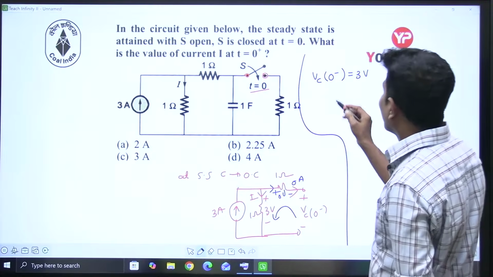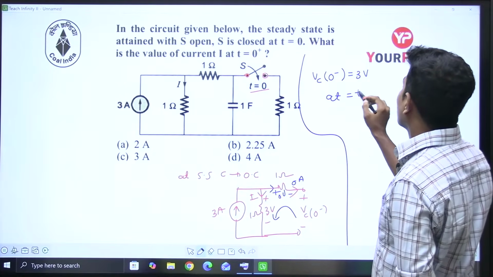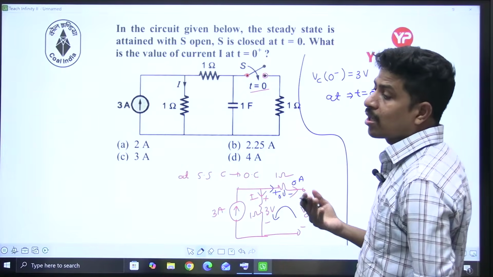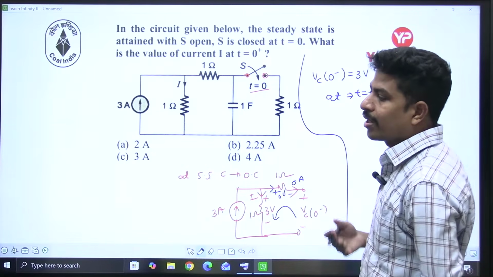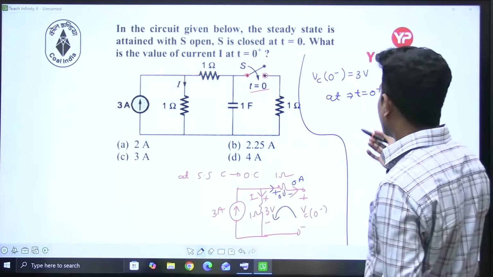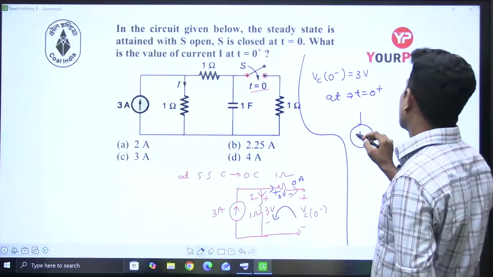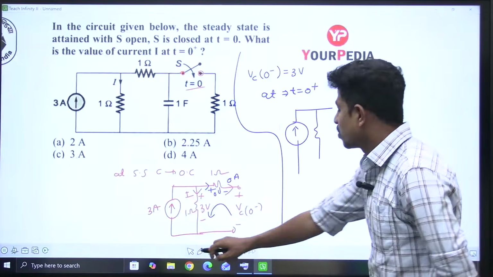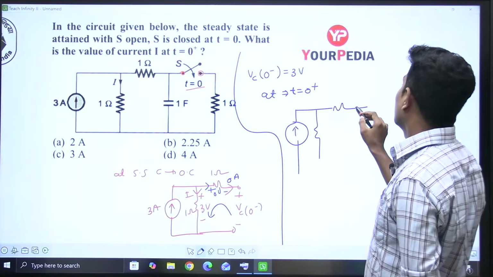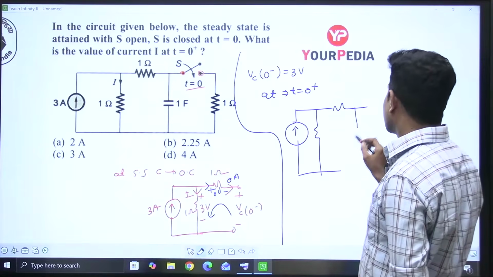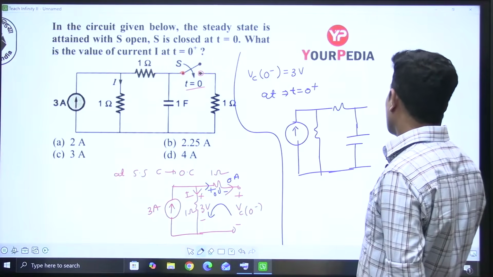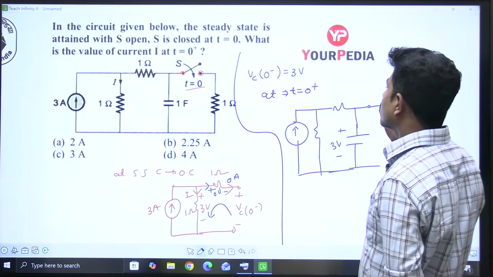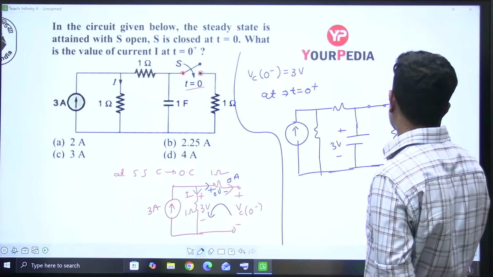Now, at t equal to 0 the switch is closed, but at t equal to 0 plus, we all know that a capacitor does not allow sudden change of voltage. Now this is the current source, and I'm not writing those values. This capacitor has an initial voltage of 3 volts. Now this switch is closed, we have one more resistance here.